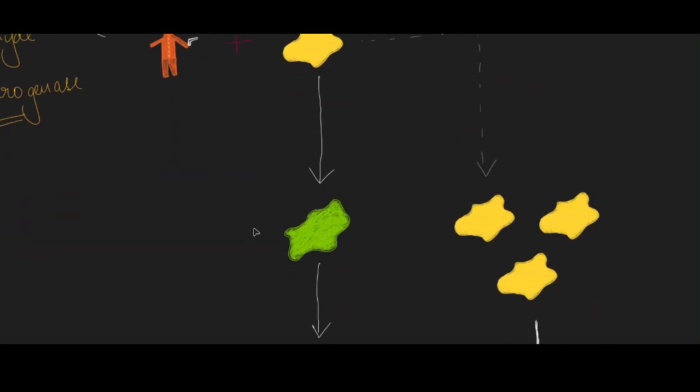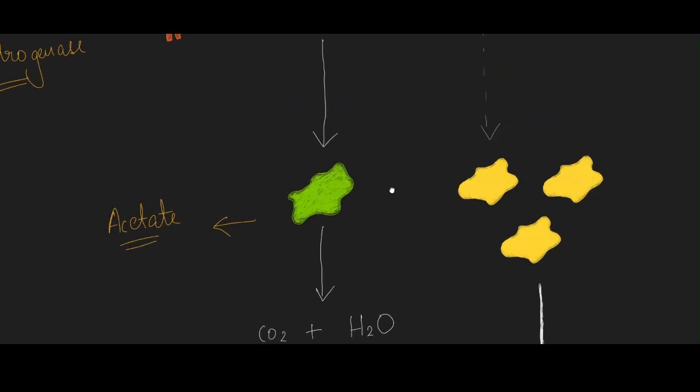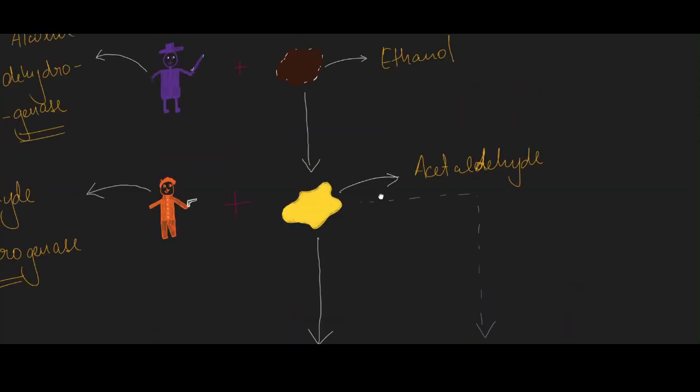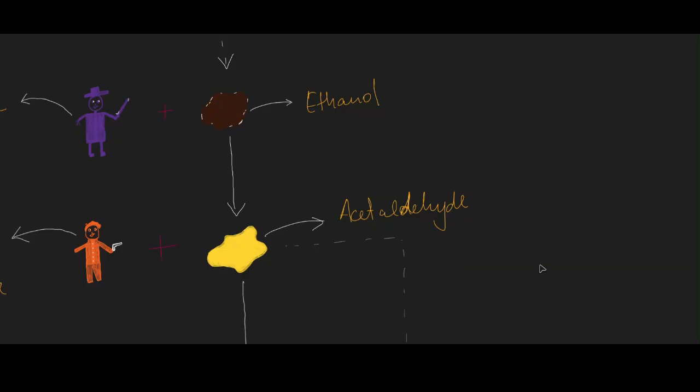Now, what happens after the aldehyde dehydrogenase acts on acetaldehyde? The acetaldehyde gets converted to, you see this green substance over here? That is nothing but acetate. It gets converted to acetate in our body, and this acetate again breaks down to CO2 and H2O. This is how the normal metabolism of ethanol occurs. Now, how does Disulfiram act? I'll come to that part.